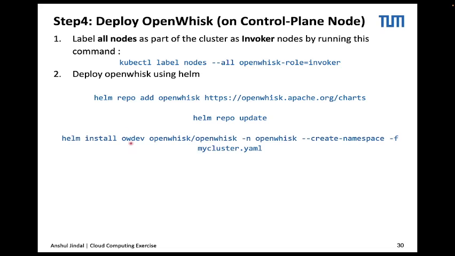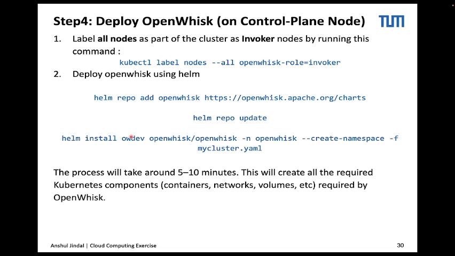And don't change this one. This is usually the release name of the OpenWhisk deployed on the Kubernetes cluster. I'm using this for checking if your OpenWhisk deployment is correct or not, so don't change this name. It will usually take around 5 to 10 minutes, depending on the compute power of your Kubernetes cluster. It might be less than 5 minutes also, but check around 5 to 10 minutes. And you can check the status of the deployment using this command.